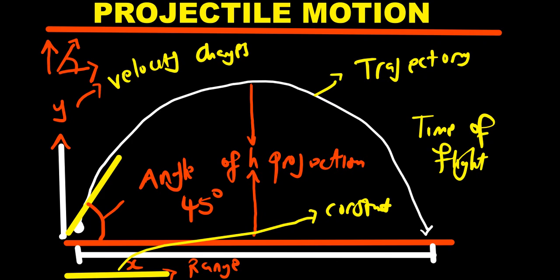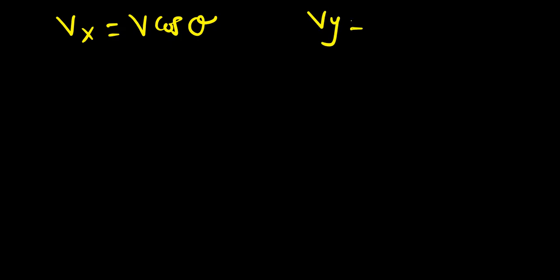Now let's talk about some of the key things that you need to understand. How do you find your x component? According to SOHCAHTOA, your Vx will just be equal to V cos theta. Theta in this case is the angle at which you projected your projectile. Then how are you going to find your Vy? Your Vy will just be V sin theta.